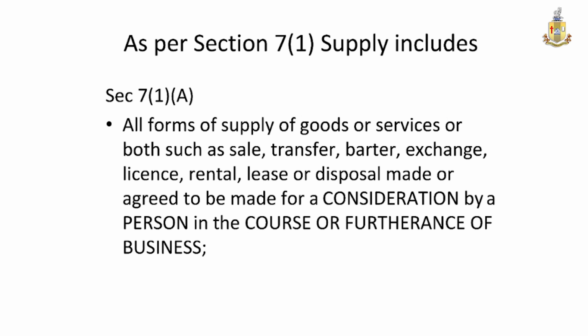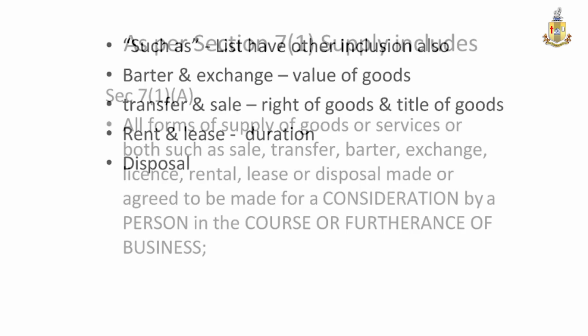According to section 7.1, all forms of supply of goods and services, such as sales, transfer, barter, exchange, license, rental, all these things which are made for consideration and in the course or furtherance of business, we will call it as supply.